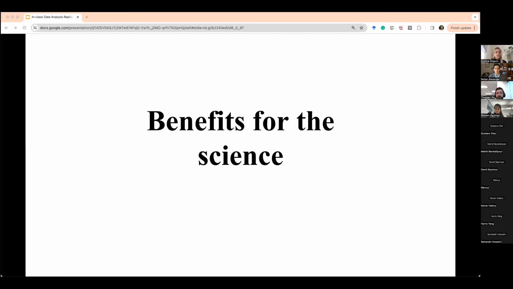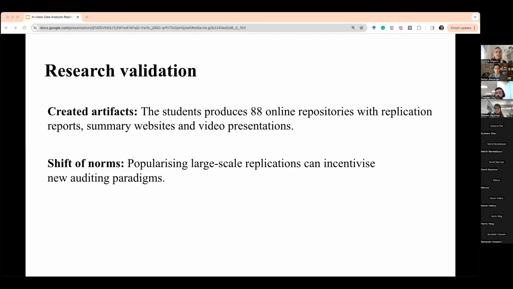Okay, and then the third stakeholder in the framework were scientists and science. So what about benefits for science? First, I think there are both direct and indirect benefits of this effort and similar efforts. The direct benefit is reflected in the created artifacts. We had the students produce 88 online repositories that have a replication report, summary website, and video presentation.